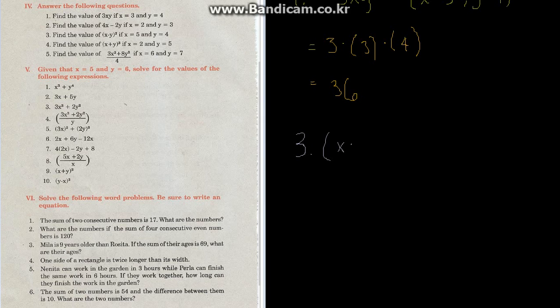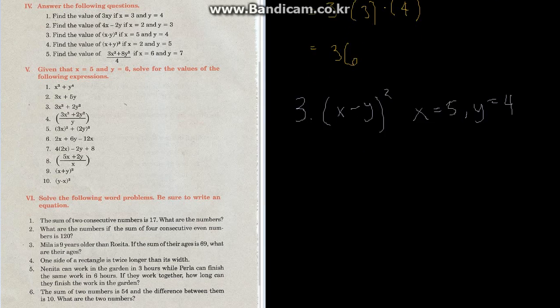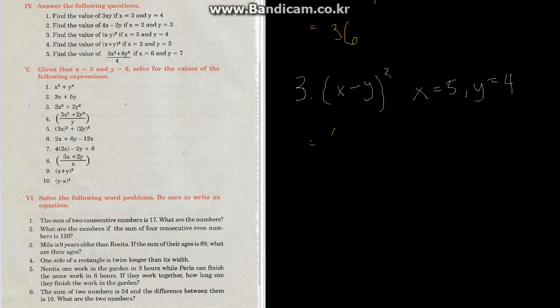x times x minus y to the second power, I think, and we are also given that x is equal to 5 and y is equal to 4. Well, we just have to substitute the values. x is 5, y is 4, minus 4 to the second power, and 5 minus 4 is 1 to the second power, which is 1. Okay, so that's how you solve this kind of question.